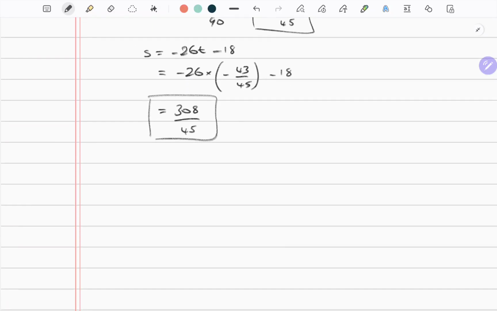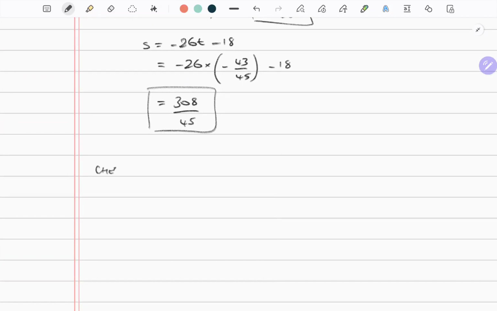And what we can do is we can check that by plugging those numbers into equation 1 and 2. So 3 multiplied by 308 over 45, because that was the value for s, minus the 12 multiplied by that value for t, minus 43 over 45. And hopefully you can see that that will come out to an even number. And that does actually come out to 32. You can test this yourself.